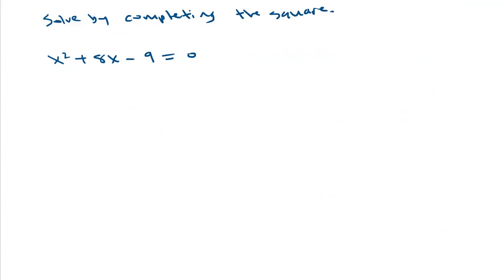All right, so we want to solve this by completing the square. We have x squared plus 8x minus 9 equals 0. And there are two particular tools we need for this. Number one, we're going to need the formula b over 2 squared. And the other tool we need to use is the square root method. Those are the two things we need in order to do completing the square.